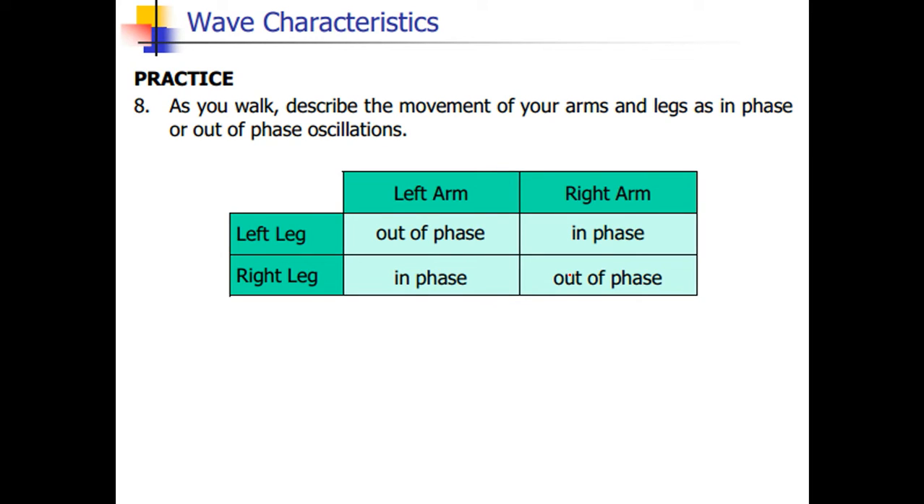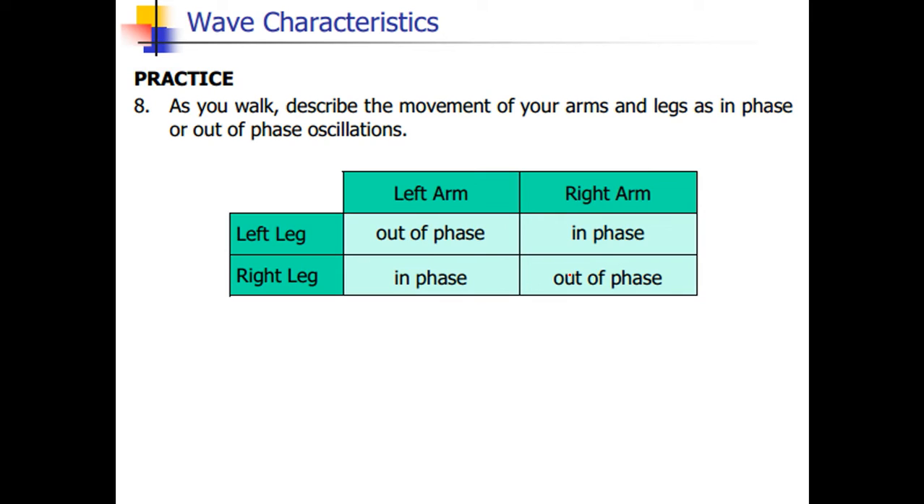As you walk, describe the movement of your arms and legs in phase or out of phase oscillations. What I like to think about when I run is the old school Mario games, or even the new school ones, where Mario jumps and it's always the opposite arm and opposite leg that move up. So if your right knee is moving up, it's your left arm that moves up. I always think of Mario in that respect.